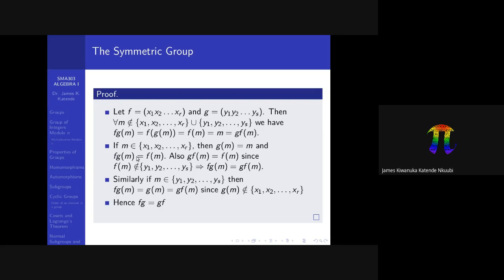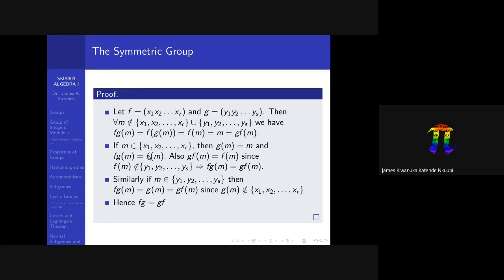Or rather, we already checked that fg of m will just be equal to f of m, right? And g of f of m will be equal to f of m. So both fg and gf give you the same result. This is true because f of m will always be in this set and therefore must be fixed by g. So again, if you pick an m that is in the set of the numbers in this cycle, we see that fg gives the same result as gf. They both give you f of m.